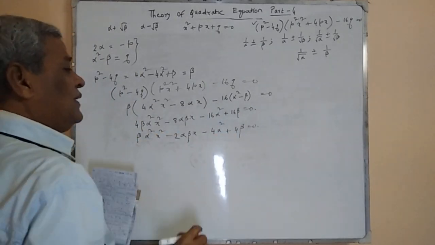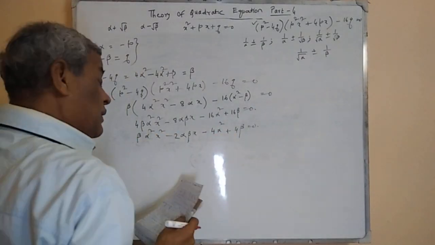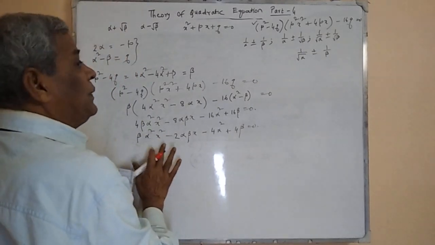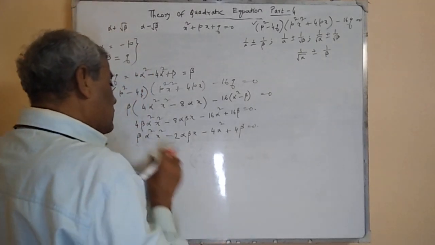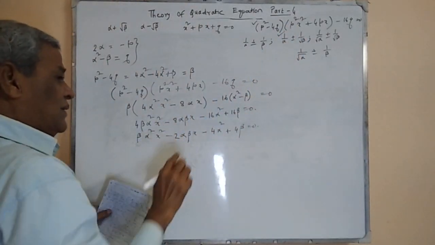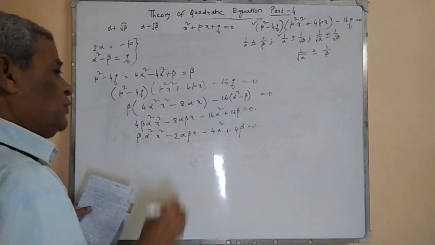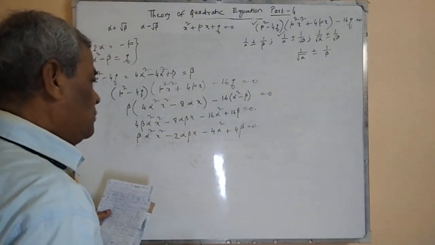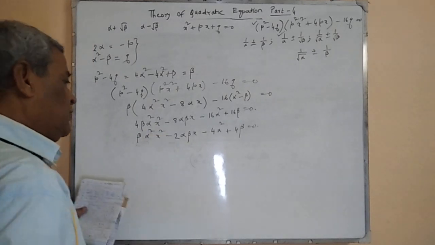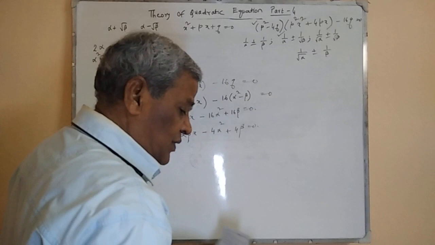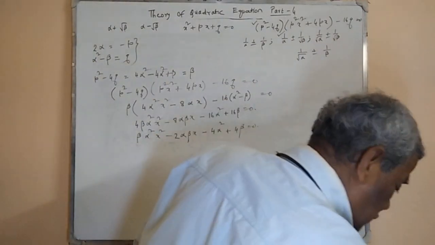Now by solving this with the Sridhar Acharya method, we can obtain the value of x. This part you have to simply solve. By the Sridhar Acharya method, we will get these two roots. Okay, thank you. Thank you for today.